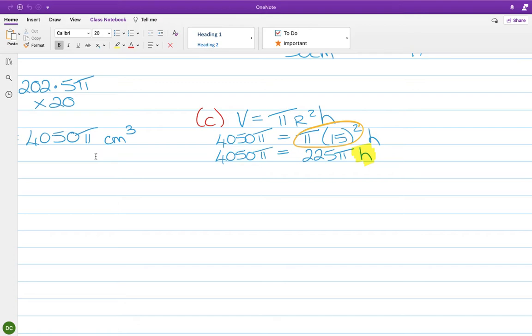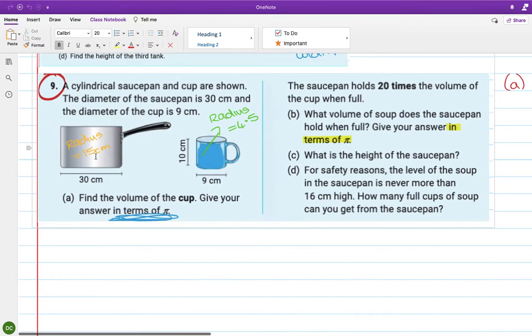Okay, so I'm trying to get the h, which means I have to get rid of the 225 pi. I do that with division. But if I divide by 225 pi on the right, I have to divide by 225 pi on the left. So 4050 pi divided by 225 pi, and I get a height of 18 centimeters for the saucepan.